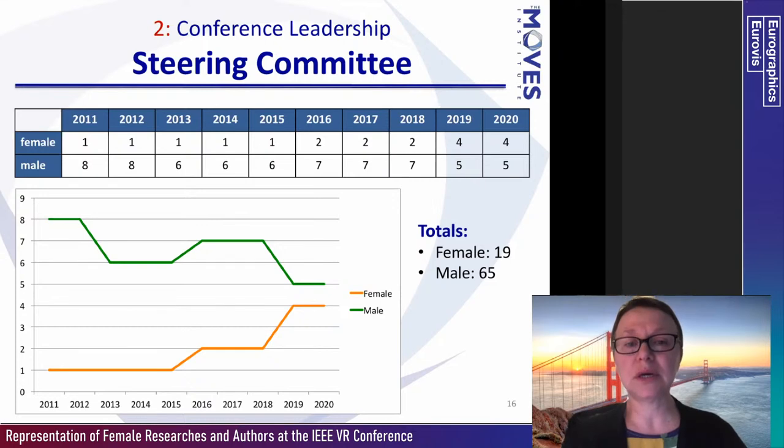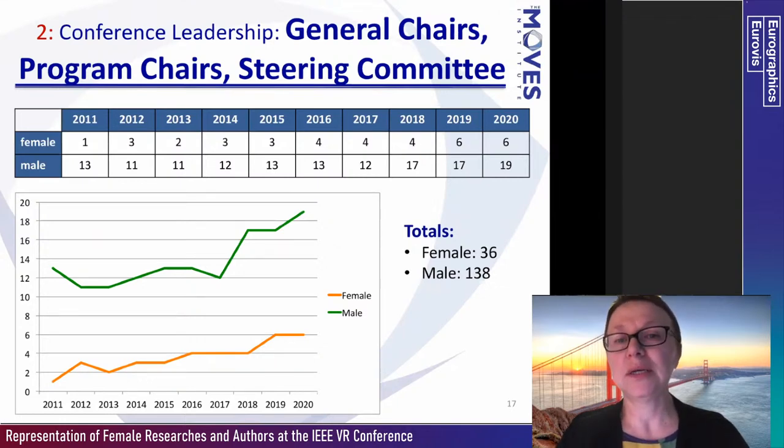The steering committee was one interesting case where female participation grew over time, from one in 2011 to four this year and last year. In total, over 10 years, female colleagues participated in a number of 19 and male 65. When we put everything together, here is the information about male and female participation. 36 female colleagues participated as general chairs, program chairs, and members of the steering committee, compared to 138 male colleagues.